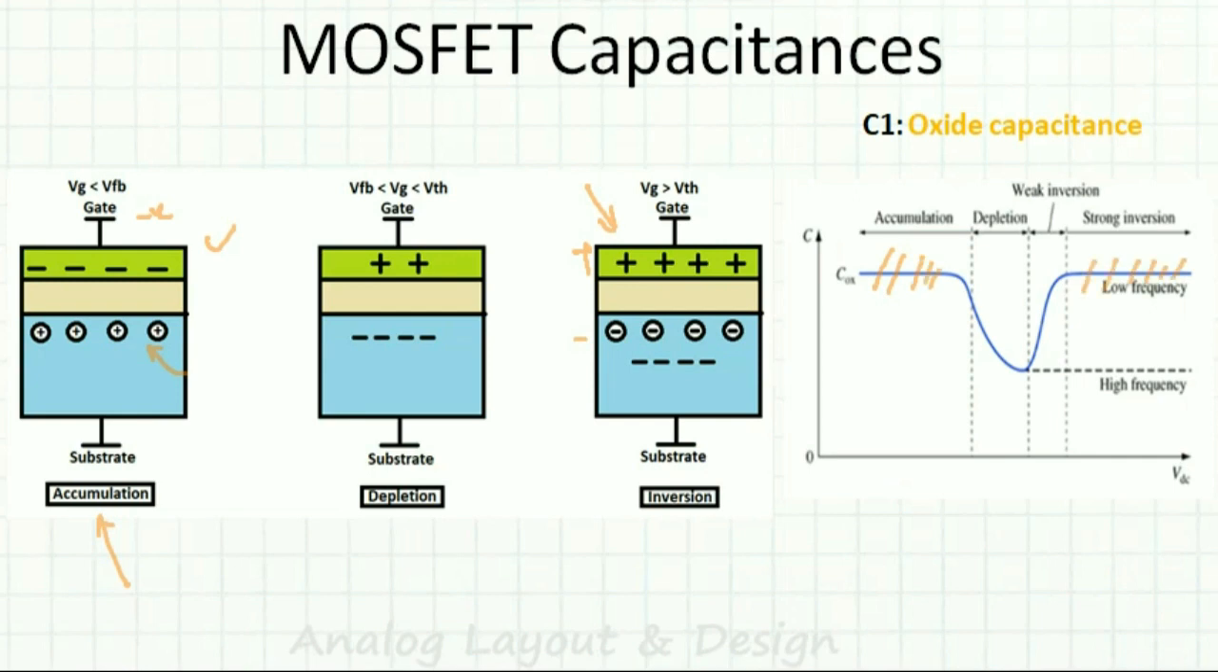So when the voltage makes a transformation from negative to positive, so this is negative and this one is positive, in between when it makes a transition, it will enter a depletion region first. After that, it will enter the inversion region. In both these regions, the oxide capacitance will vary. Hope the oxide capacitance is clear.